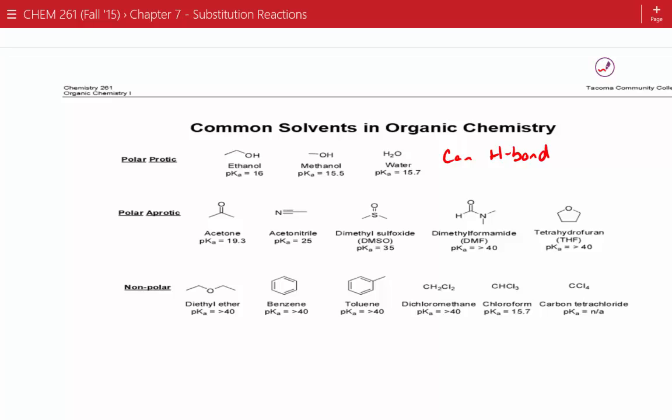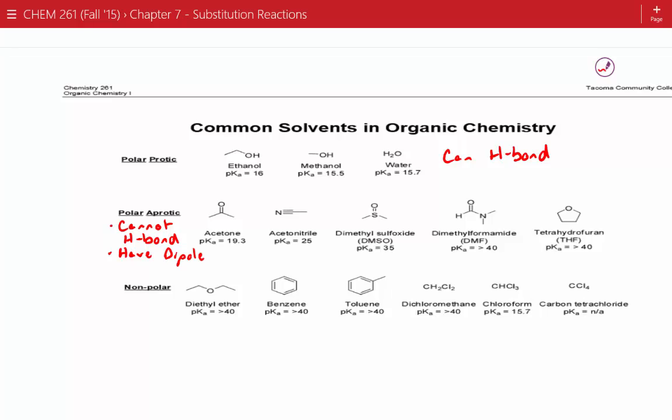What do you notice about polar aprotic solvents? They just have a dipole-dipole interaction, right? They can't H-bond. We don't have any hydrogens coming off the oxygen, so to speak. So we can just say that these cannot H-bond. But they have a dipole.